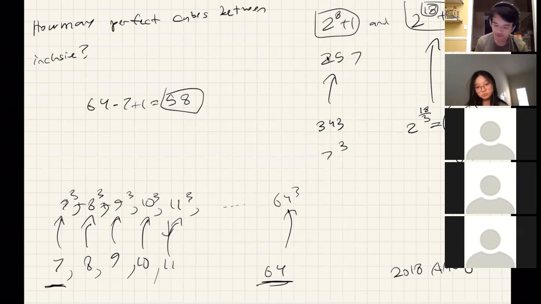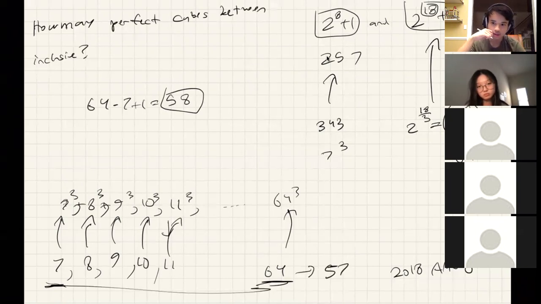If you just subtracted these two, you would get 57, but that would be one off. Yeah, 57 was an answer on the question. So you would have had a very sad time. You would have had like a 24 or something instead of 25. What a tragedy. So we have 58 perfect cubes between these two numbers.